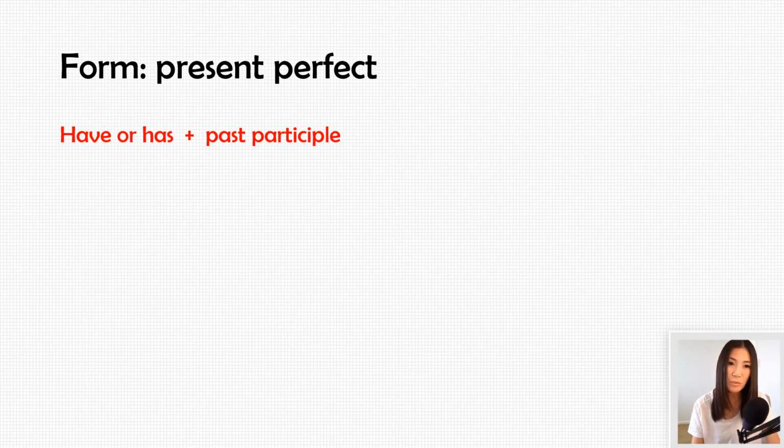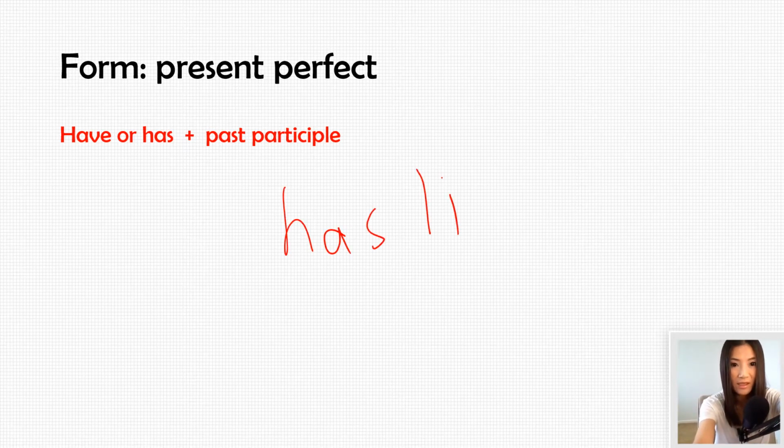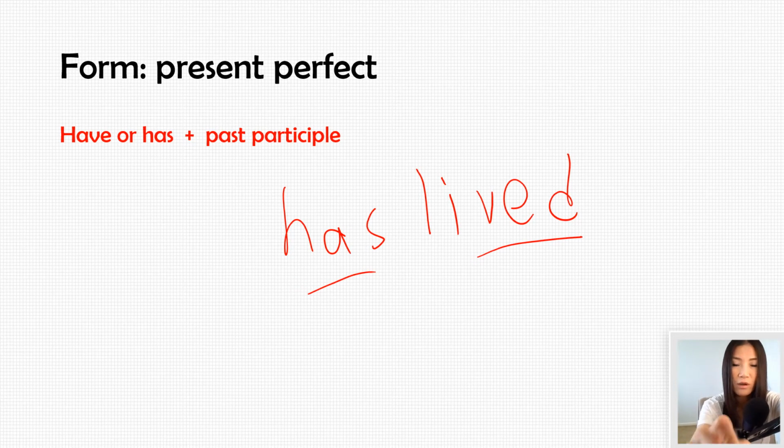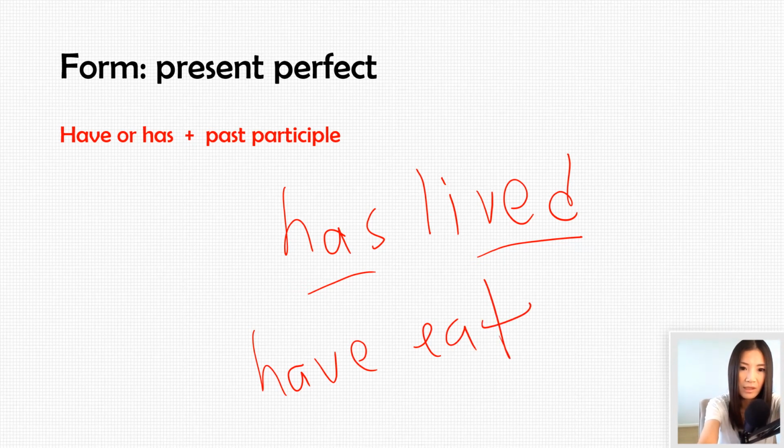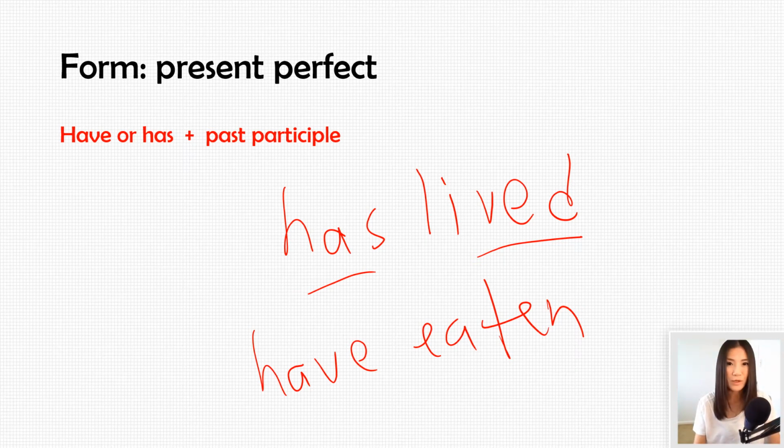Now, to form the present perfect, we'll have the auxiliary verb have or has, depending on if your subject is singular or plural, and then past participle. For example, he has lived here for a long time. They have eaten at this restaurant before. So it's always have or has plus the third verb.